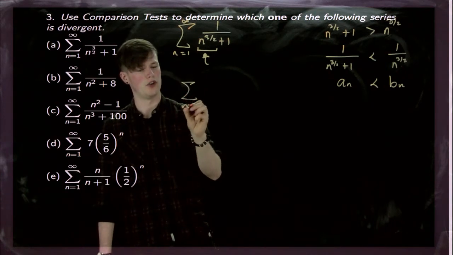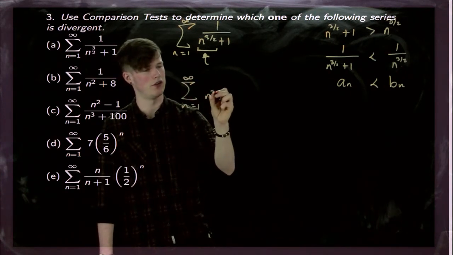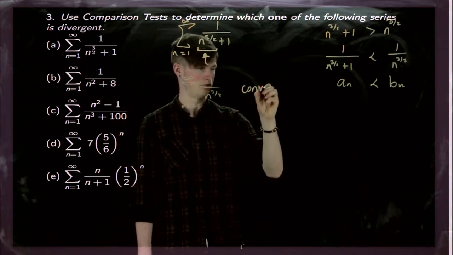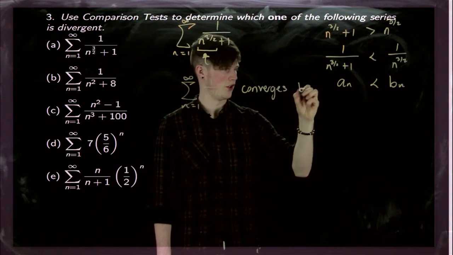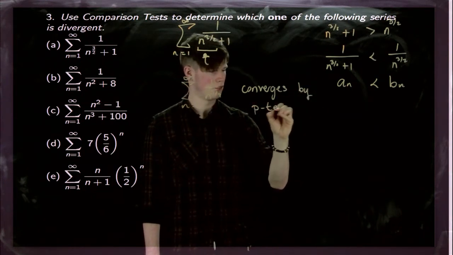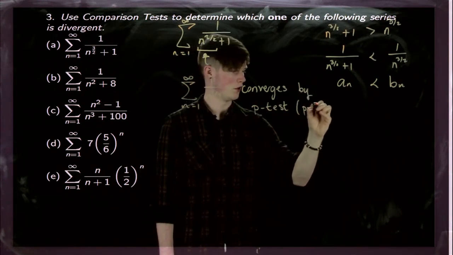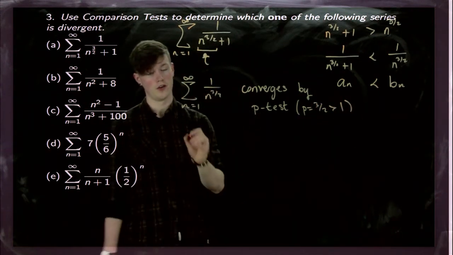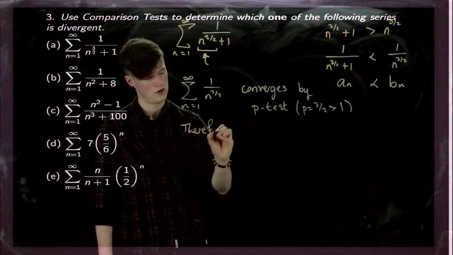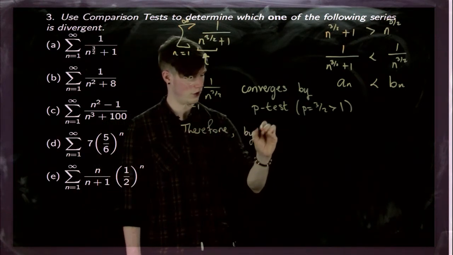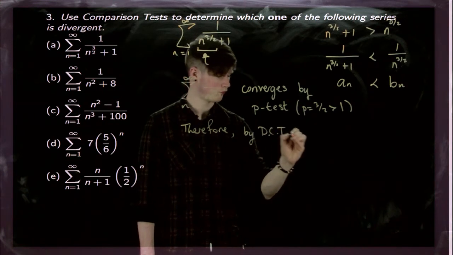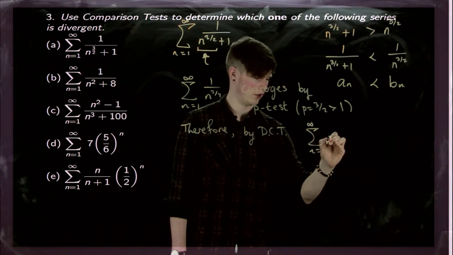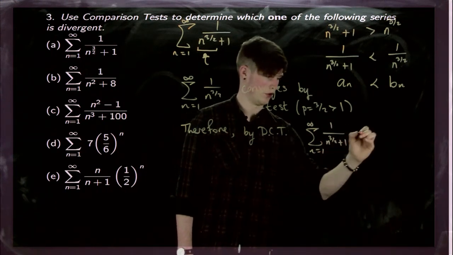Well, I know by the p test that the sum of 1 over n to the 3 over 2 is convergent, because in our case p equals 3 over 2, which is greater than 1. Therefore, by the direct comparison test, we must get that the sum from n equals 1 to infinity of 1 over n to the 3 over 2 plus 1 converges.